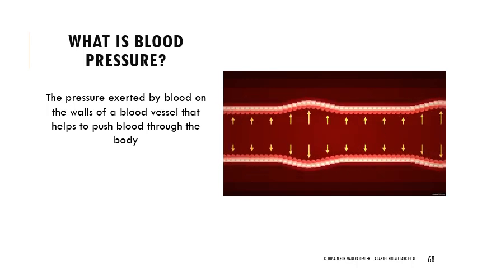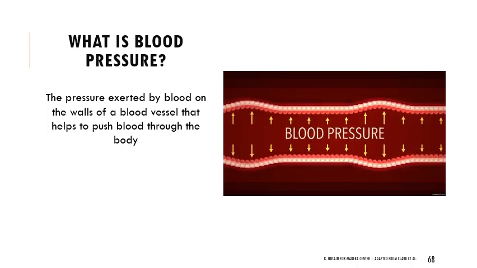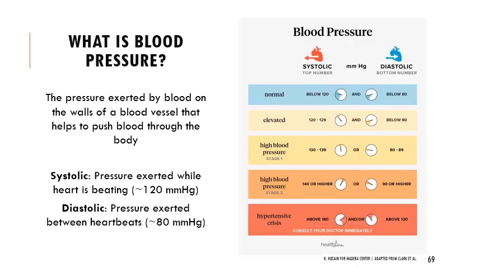So blood pressure is important. If it gets too low, that can be very dangerous. Oftentimes, though, we think about it getting too high. And the way that we measure that is through our blood pressure during systole and during diastole. So your systolic pressure is that top number. It's the pressure that's exerted on your blood vessels while the heart is beating. It's usually around 120 in healthy adults.